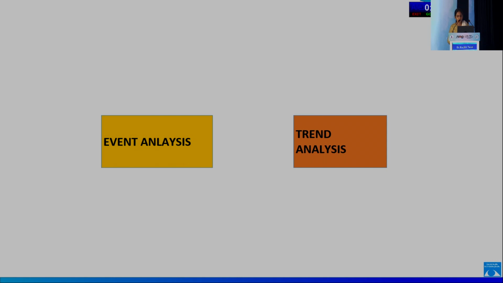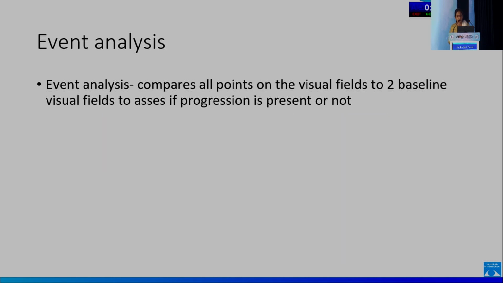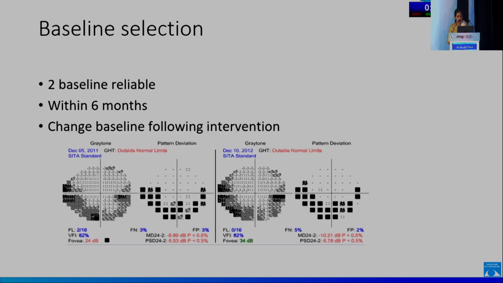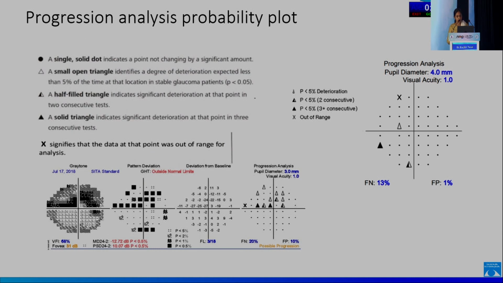So, coming on to event and trend analysis. Event analysis compares all points on the visual fields to 2 baseline visual fields to assess whether progression is present or not. The GPA compares each consecutive test to the baseline point by point to find any deviation beyond the 95% confidence interval for expected test-retest variability. The GPA uses the same criteria used to define progression in the EMGT study. So selection of baseline is very important. 2 reliable baselines have to be chosen, done within 6 months. It's also important to remember to change the baseline following any intervention performed.